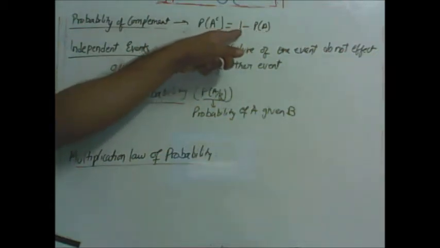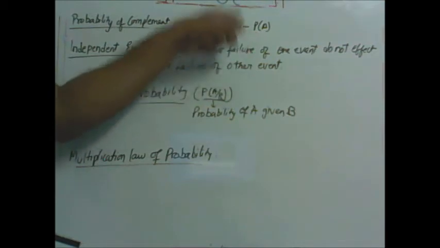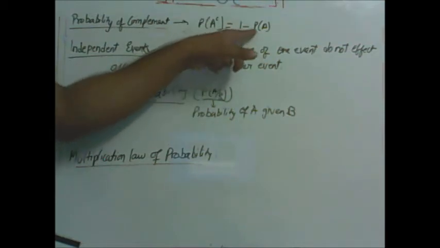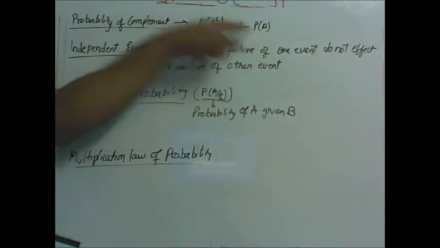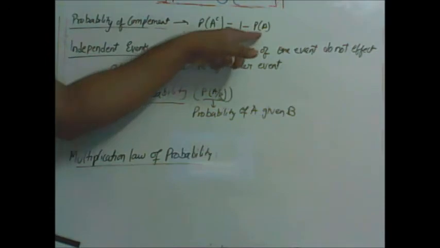1 is the total probability; the total probability of the sample space is always 1, the second axiom we have read earlier. So 1 minus the probability of A to occur is the probability of A to never occur. So P of A complement equals 1 minus P of A.